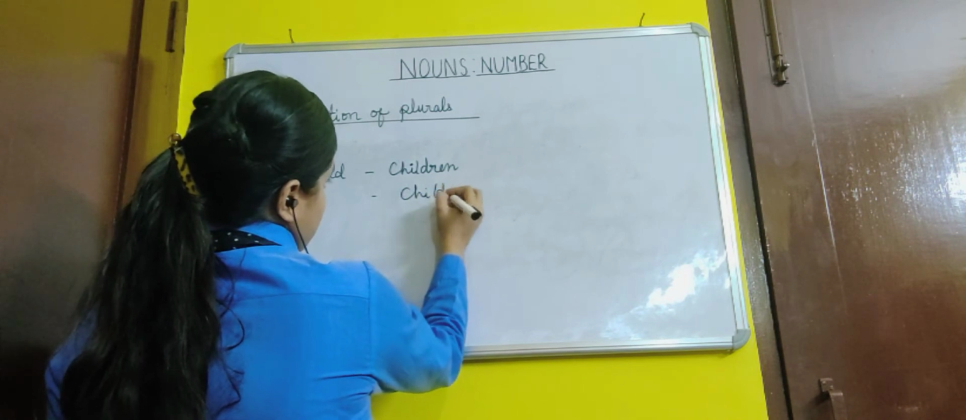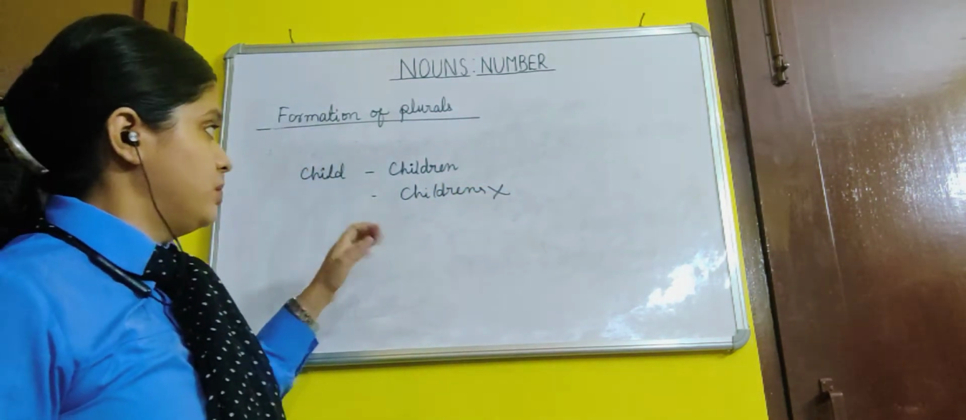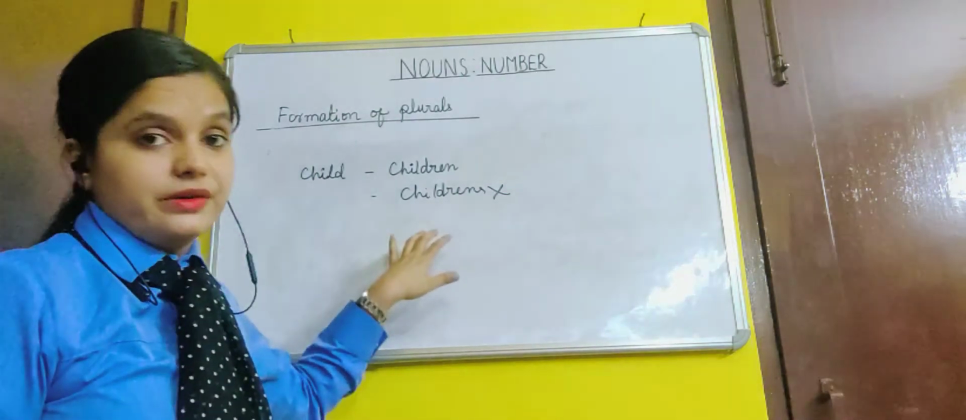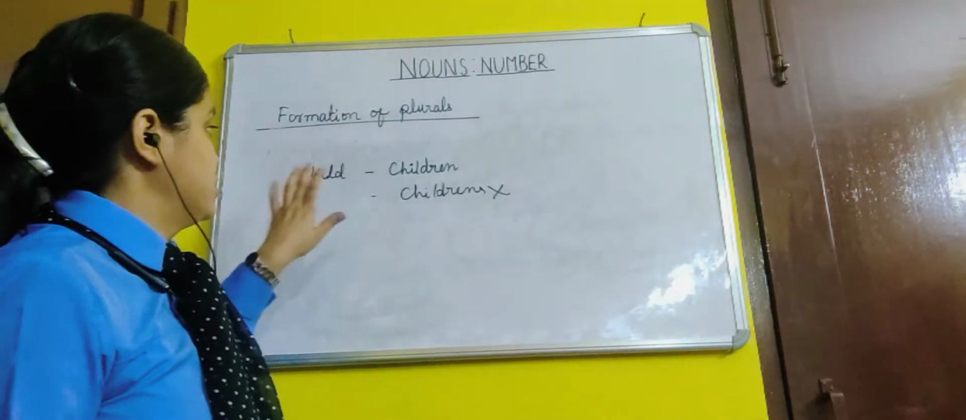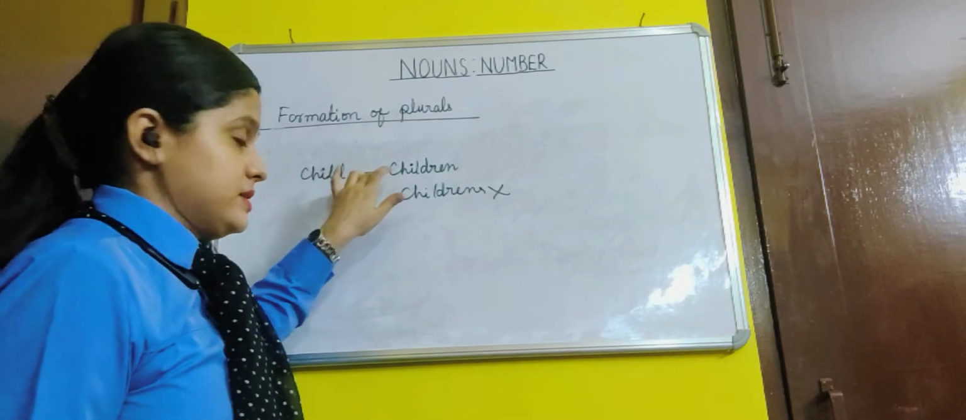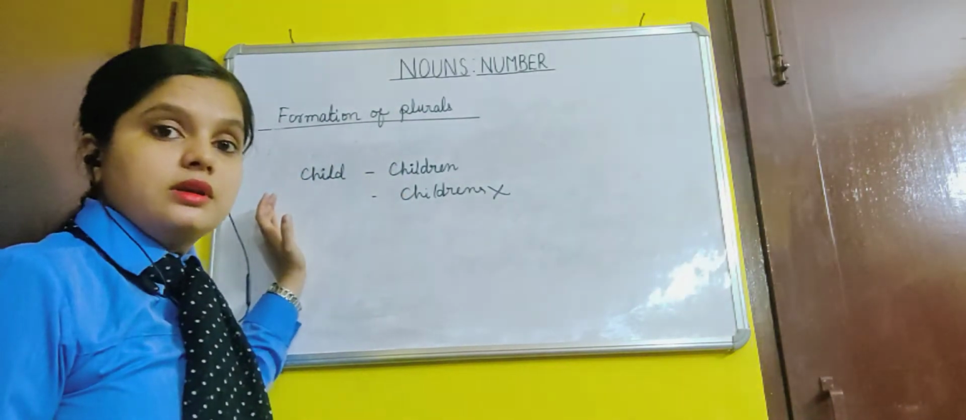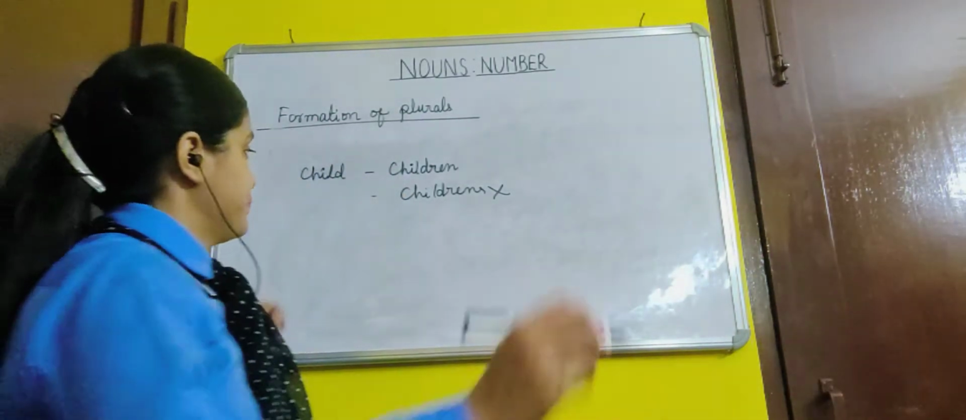There is no such word like childrens. Many of you use this word childrens. It's wrong. Children is itself the plural form of child.